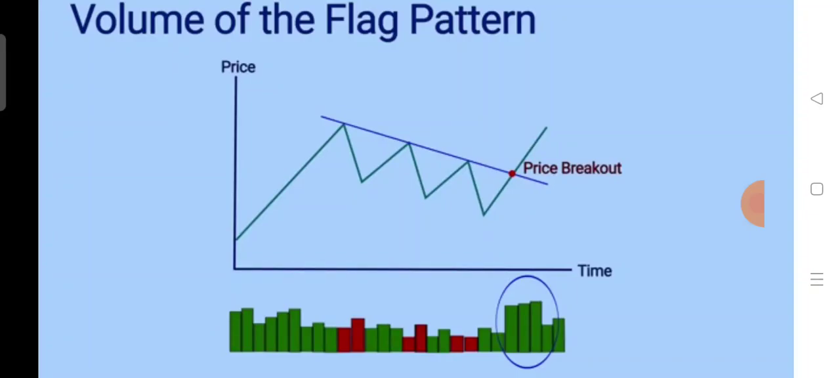Without this kind of volume confirmation also, if we see the price pattern behaving, we should take the trade with a certain kind of stop loss. Regarding stop loss and targets, I will discuss them one by one.